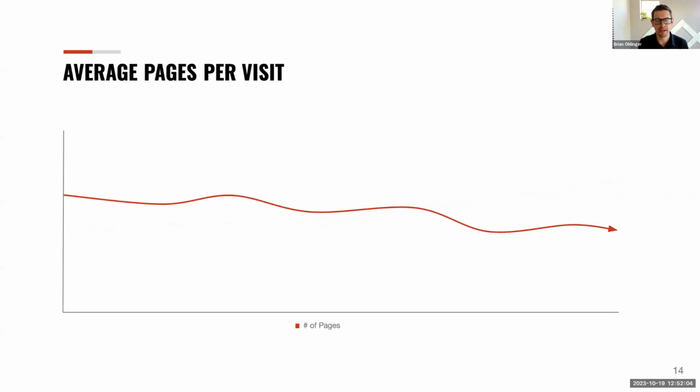So let's look at another web metric here, average pages per visit. What about this one? What do you all think is happening here? Type that in the chat, right? So over the course of time, it seems like the average pages per visit, so every time someone comes, maybe it was 5 initially, now it's 3, maybe it's 2. We don't have an axis label here.